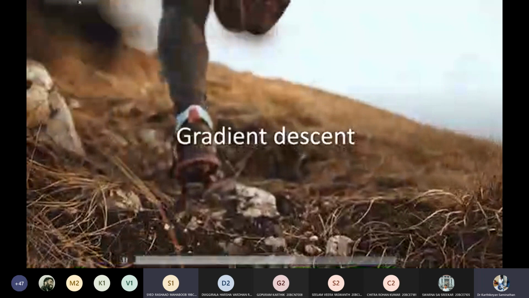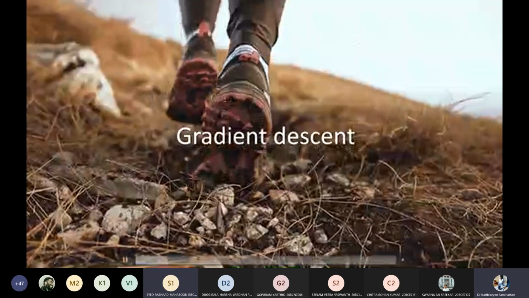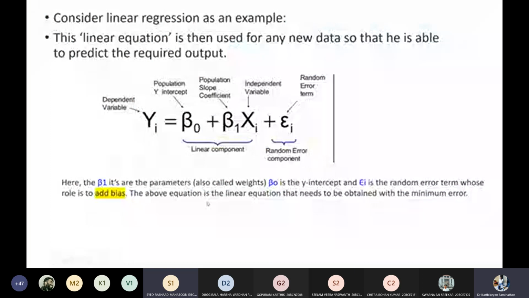Next one is gradient descent. What do we mean by gradient descent? Gradient descent is one of the techniques used to avoid errors. How do you optimize the algorithm? One of the most frequently used techniques is gradient descent. Gradient descent is a machine learning technique which is used to minimize the errors. That is what this equation is all about, right?